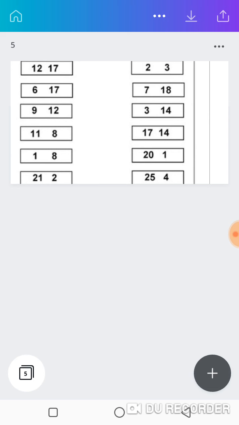Just say it out. In our next class, when we will be counting numbers, we will be talking about even numbers. We'll be talking about what? Even numbers.